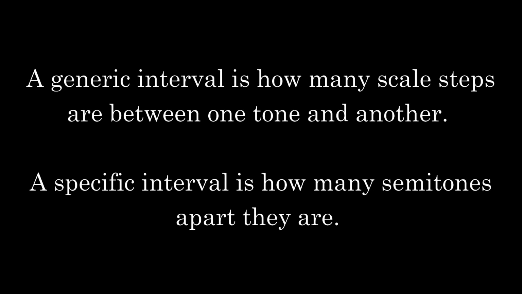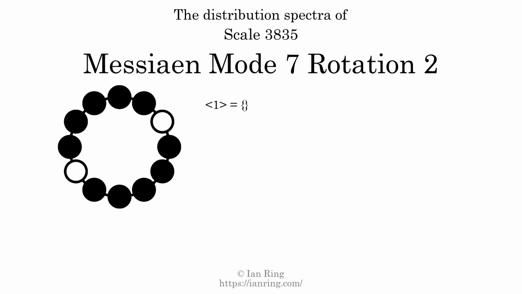A generic interval is how many scale steps are between one tone and another. A specific interval is how many semitones apart they are. The generic interval of one scale step comes in two different specific interval sizes: 1 semitone and 2 semitones. The spectrum width of this generic interval is the highest, 2, minus the lowest, 1, which equals 1.